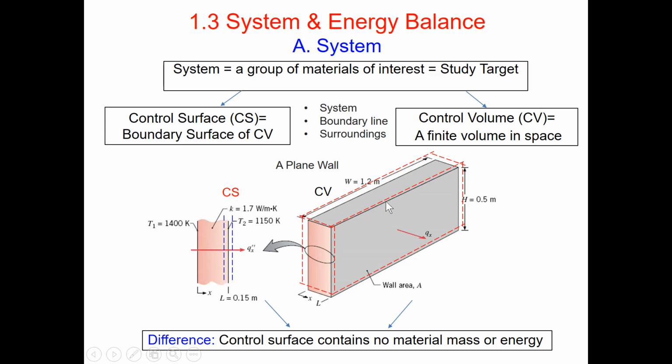For example, the red dashed line, which is the system boundary line, contains the system, which is the plane wall, and separates the system from the surroundings.